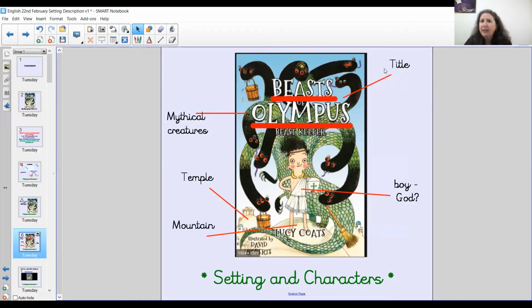So the title was a really big clue because it's called East of Olympus. And so this is going to give us an idea about the characters that might be in our story, but it's also going to give us an idea of where it's set. Because if we think back to what we already know about ancient Greece, we know that Mount Olympus was home to the gods. Okay, we can see that on the front cover there is a mythological creature with lots of heads, and we know that ancient Greece had myths about their creatures.